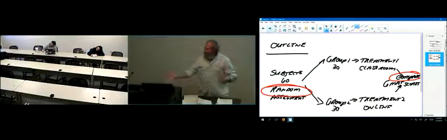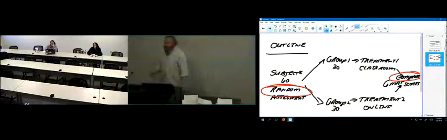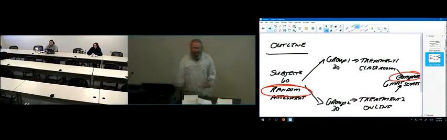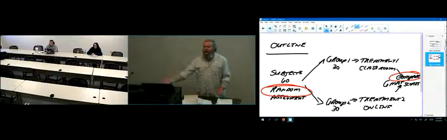What's the only difference between these two groups? What's the only difference between the students taking the classroom version and the students taking the online version? The only difference here is the actual treatment they receive. In other words, how they took the class, right? That's it. That's the only difference. How do I know that? Because we randomly assigned the students to the particular classes.